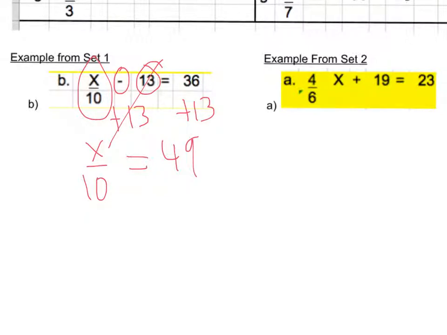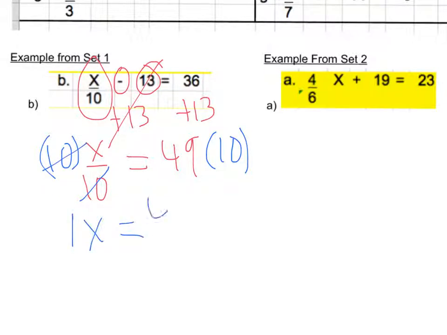Now what's the next inverse operation of this? I've got an x that is divided into 10 parts. So this x here is being divided into 10 parts. What's the opposite of dividing by 10? It's multiplying by 10. And then I have 10x's divided by 10, which is going to be 1x. 49 times 10 is 490.